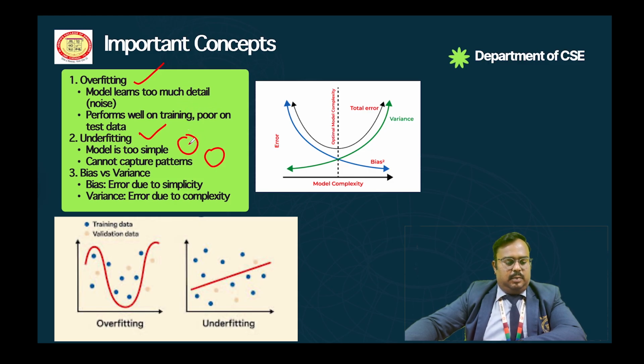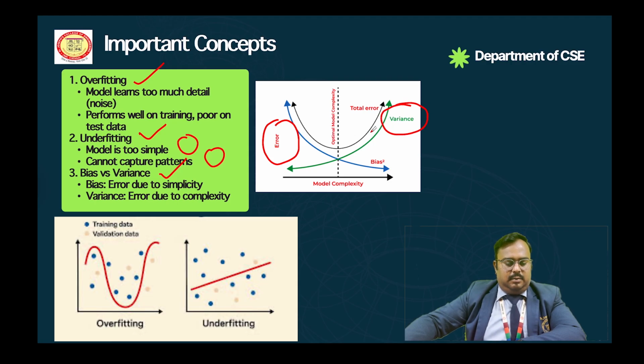So next one is bias versus variance. What is meant by bias? Bias is nothing but the error due to simplicity. Variance is nothing but the error due to complexity. So these are bias versus variance.